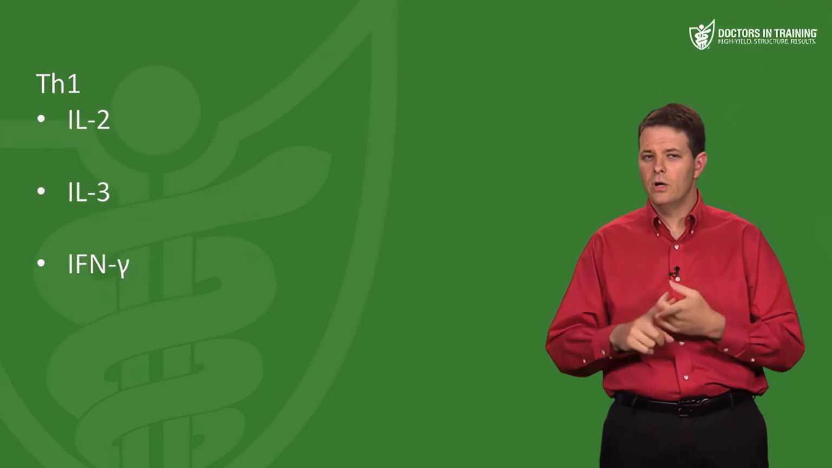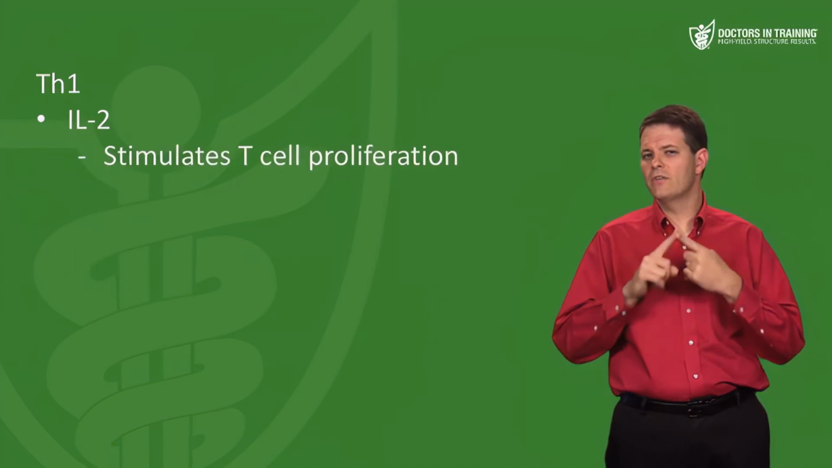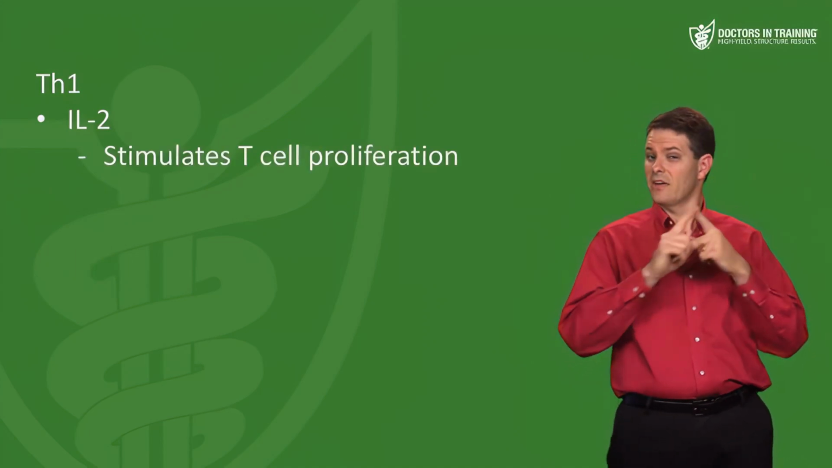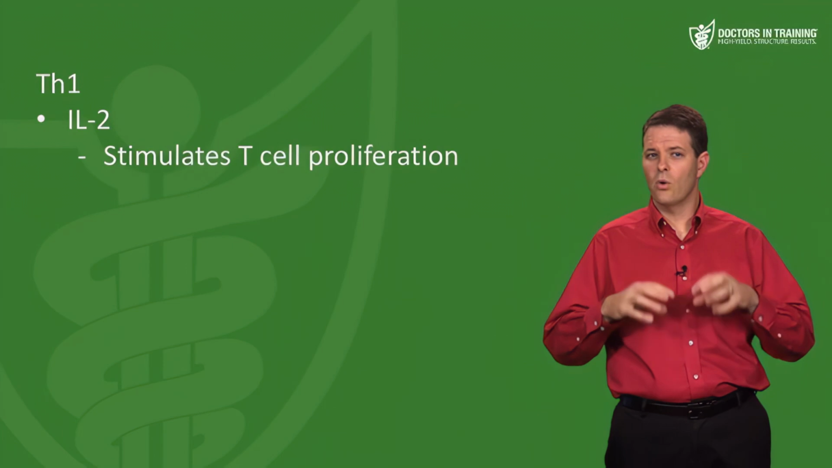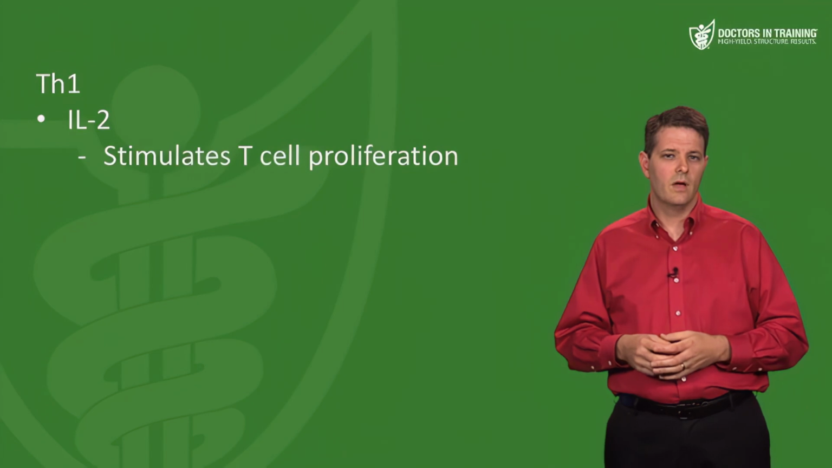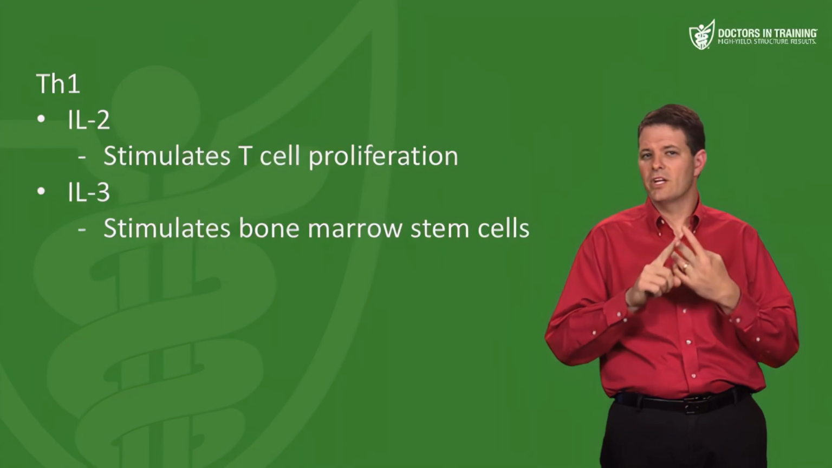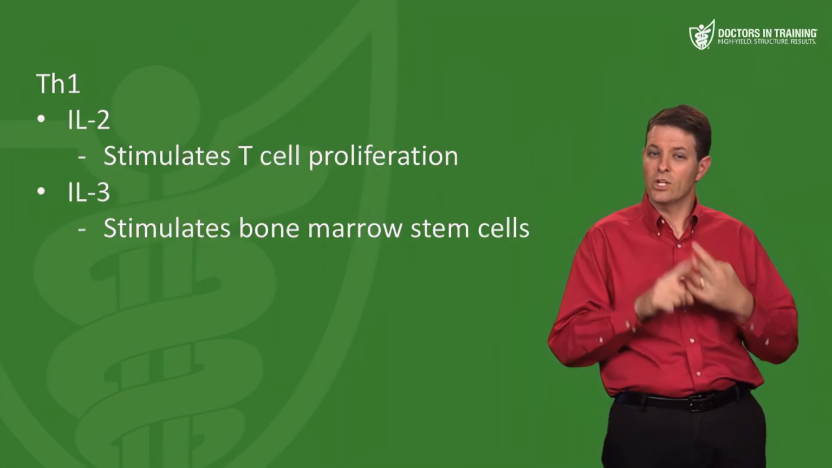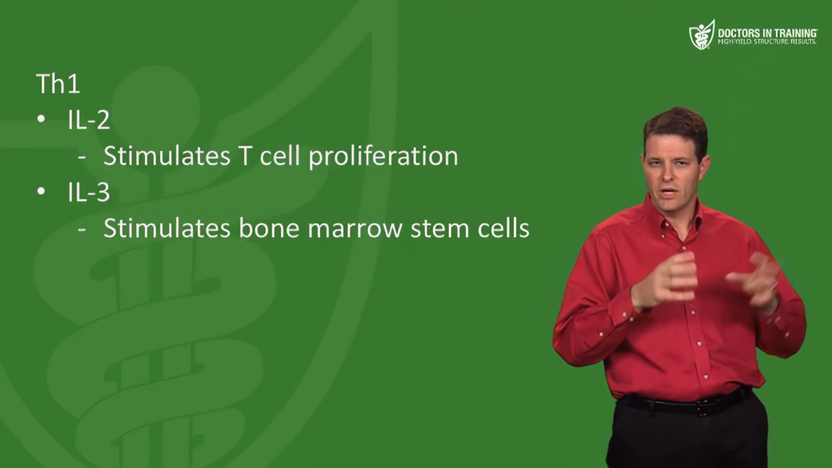Now let's group these cytokines by which cells secrete them. And there can be some overlap. T helper 1 cells secrete IL-2, IL-3, and interferon gamma. So IL-2 stimulates proliferation of T cells, both helper T cells and cytotoxic T cells, and also regulatory T cells. So a lot of immunosuppressant drugs work by blocking IL-2 because shutting down T cells is going to shut down the immune system. IL-3 stimulates growth of bone marrow stem cells, a lot like granulocyte macrophage colony stimulating factor, or GM-CSF, which also induces bone marrow growth. So you can link IL-3 and GM-CSF in your head.